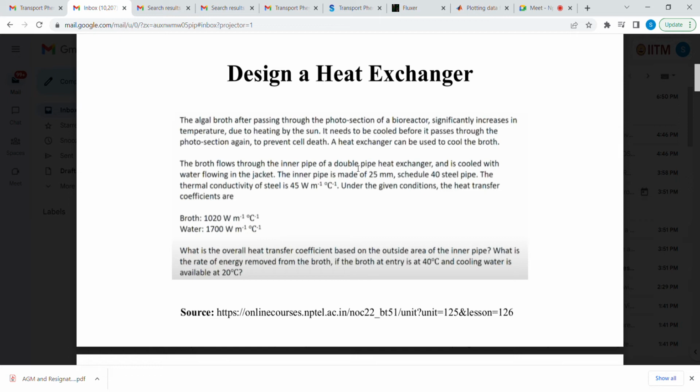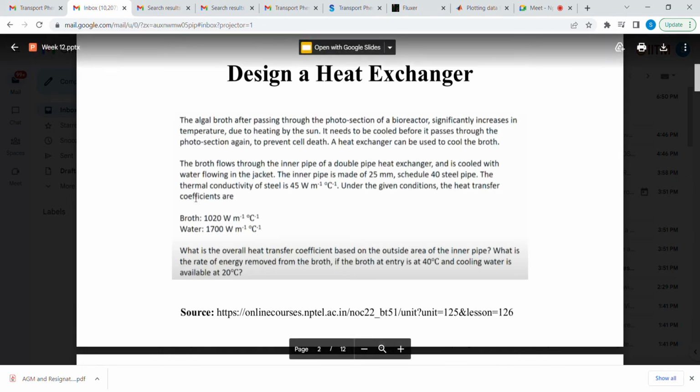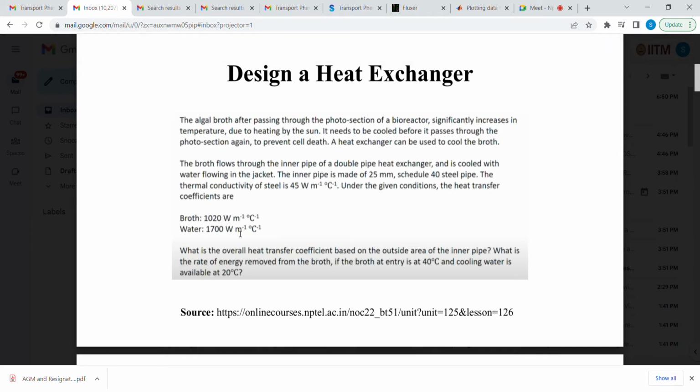So what is Schedule 40 steel pipe? It's a steel pipe of a given specification. So you need to have a handbook to understand what this is, and then you apply it later. But let's first understand how the problem is solved. The thermal conductivity of steel is 45 watts per meter per Celsius. Under the given condition, the heat transfer coefficients are this and this. All right. The hot broth and the cold water.